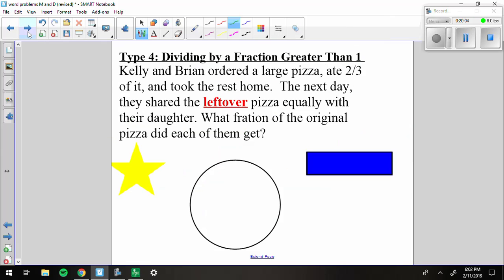Last one, folks. You try this one. It's dividing a fraction by a fraction greater than 1. Try it. See what you get. Fill out your picture. And come back with an answer and a filled out picture. 3, 2, 1, pause.